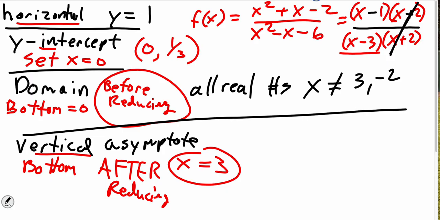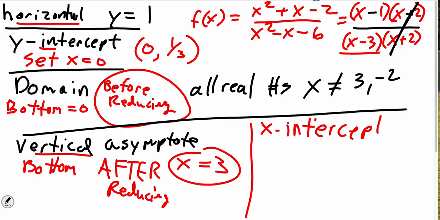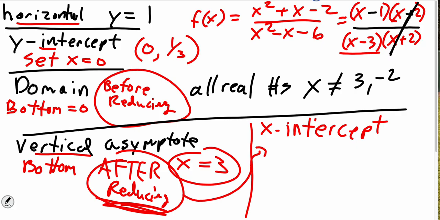So far, so good? Okay, last one, x-intercept. I'll just put a line here. Oh, that is messy. This is after reducing, and this is when the top equals 0. So what x value would make the top equal to 0 after we reduce? 1. Just the number 1.